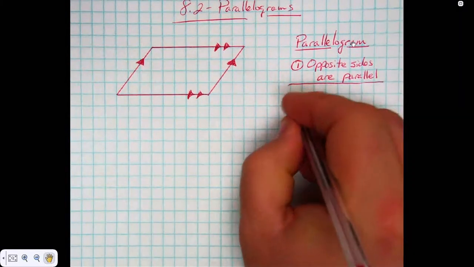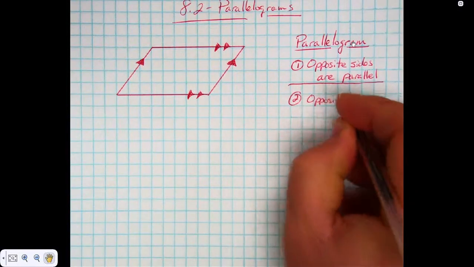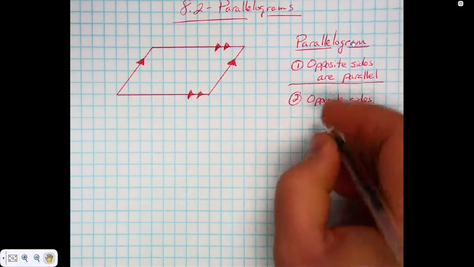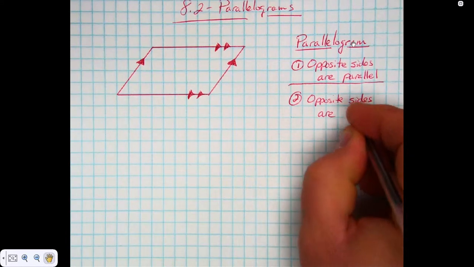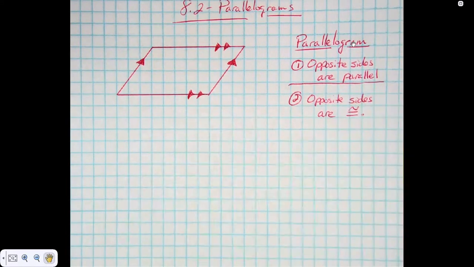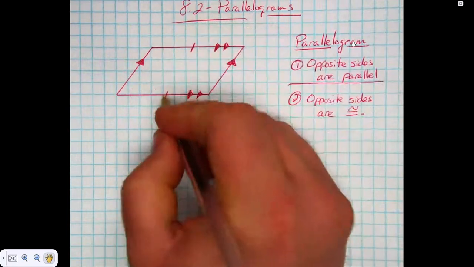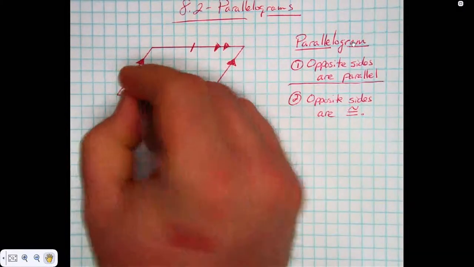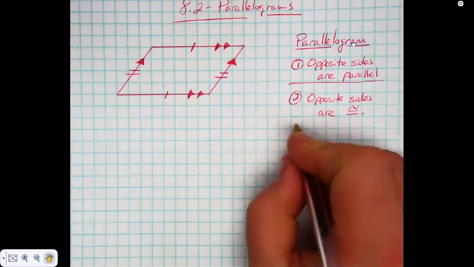What also happens, the opposite sides are also, what does that sign mean? Nope. Congruent. How do we mark that up here? Well, I make a mark here, a mark there. That means this is congruent to that, right? So now I've marked the opposite sides are what? Congruent.